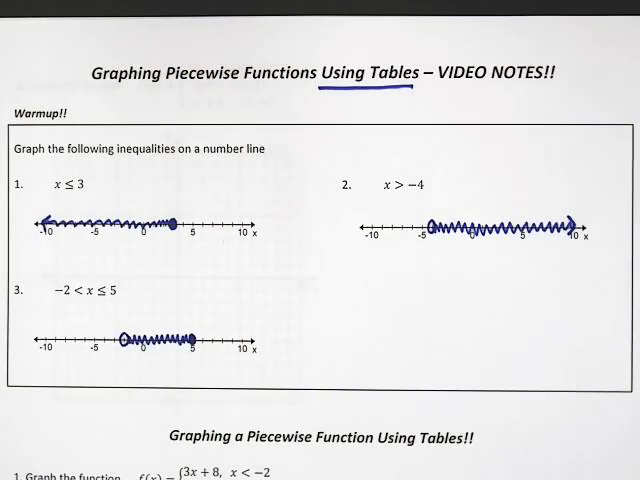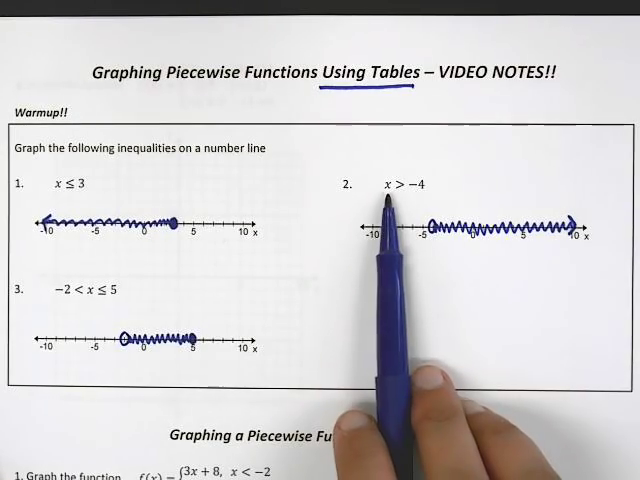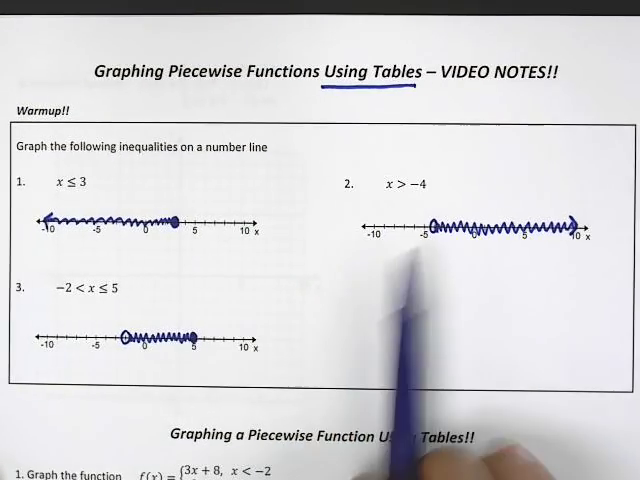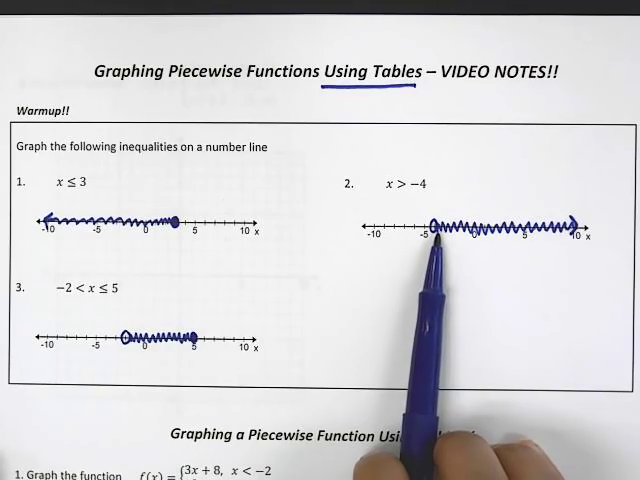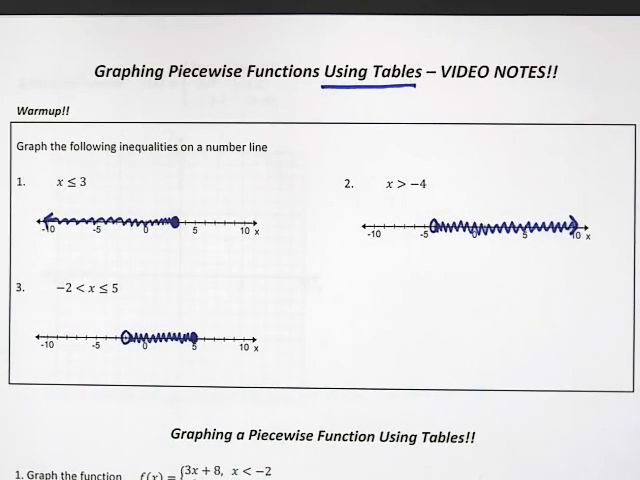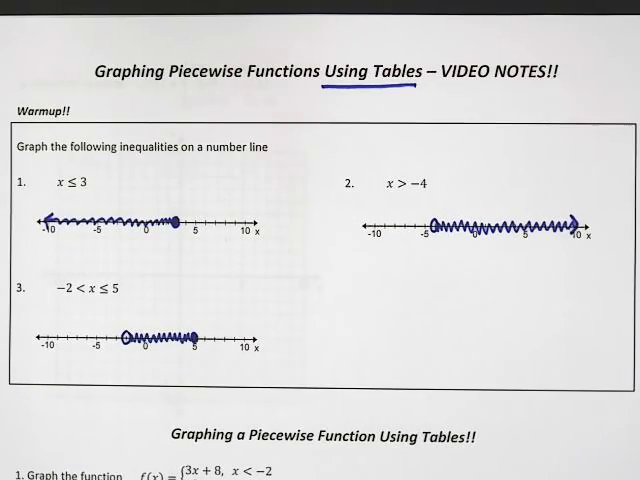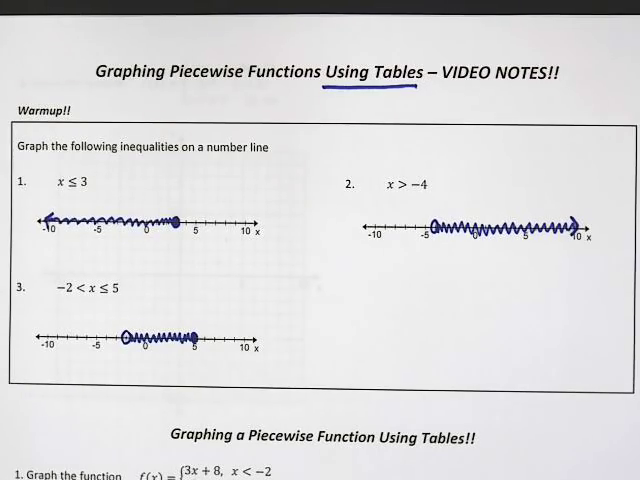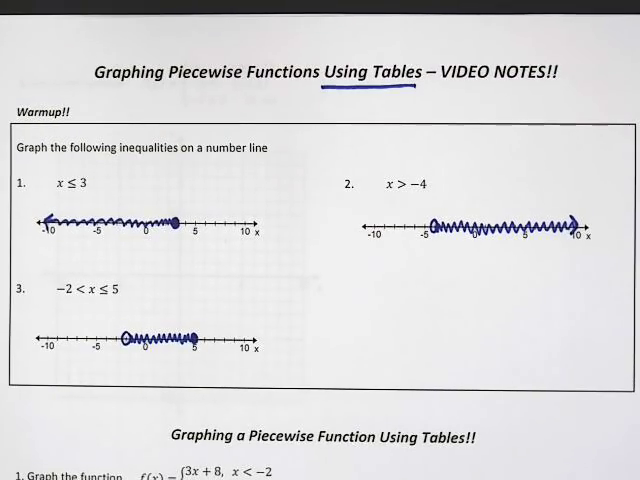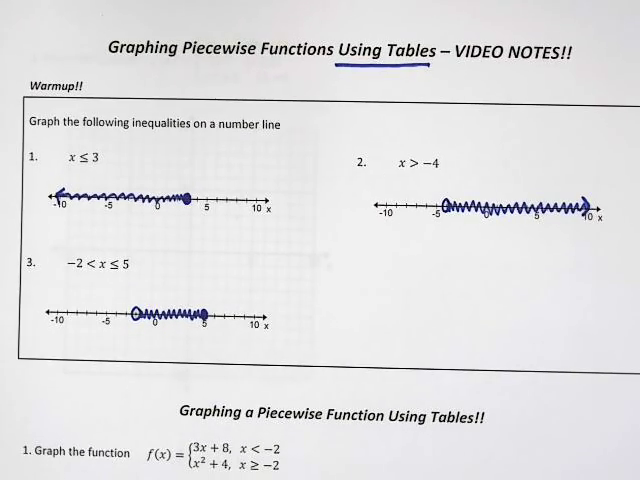Now, one thing that I would like to point out here is that even though this said x is greater than -4, that didn't mean that we started at -3. It meant we still start on the -4, we just use an open circle on that number. I'm pointing that out because that is one of the common mistakes I see students make when they're graphing piecewise functions.